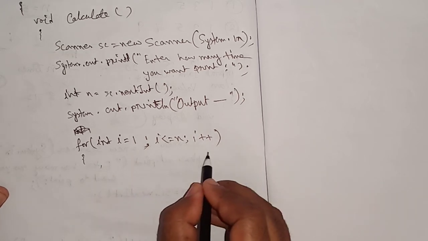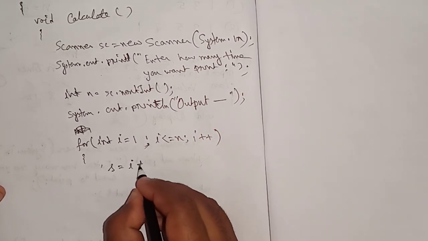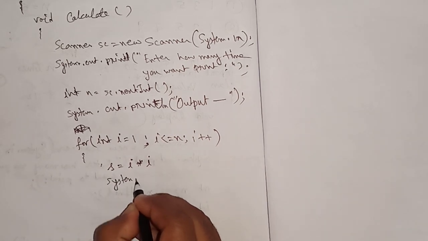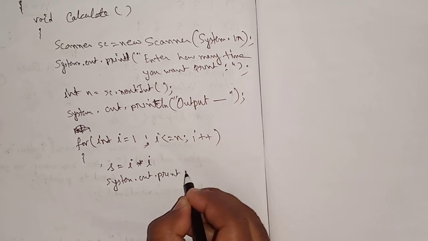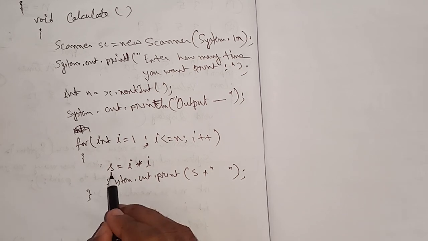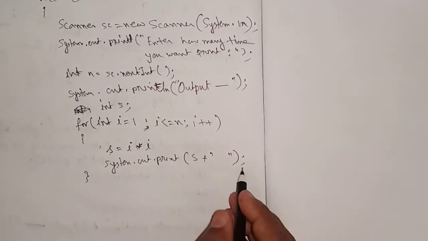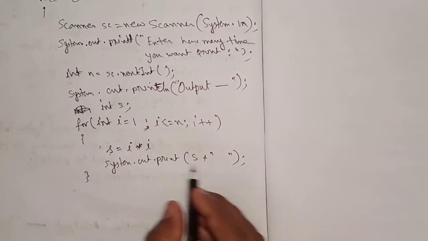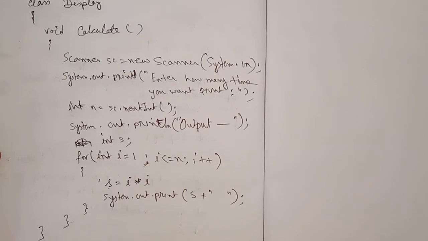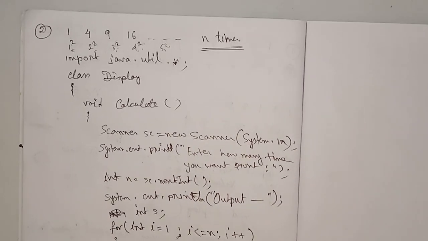Then I'm taking a variable s is equal to i into i, and we print the value of s. So System.out.print s plus a blank space. Now we are using s, but we need to define it, so int s. Okay. Then complete, close the method, and close the class. This way we solve the entire program. I hope all of you understand how you do the calculation. You write it down from my video.